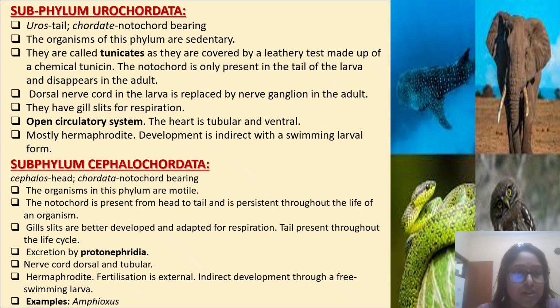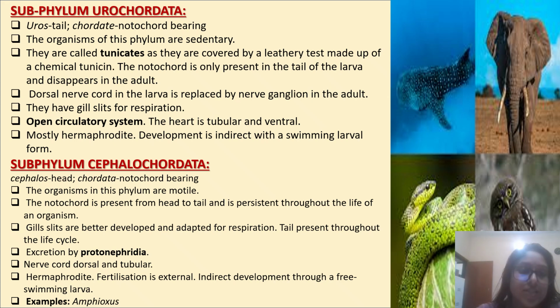Subphylum Urochordata. Uro means tail and chordata means notochord bearing. The organisms of this subphylum are sedentary. They are called tunicates as they are covered by a leathery tunic made up of a chemical called tunicin. The notochord is only present in the tail of the larva and disappears in the adult. Dorsal nerve cord in the larva is replaced by a nerve ganglion in the adult.